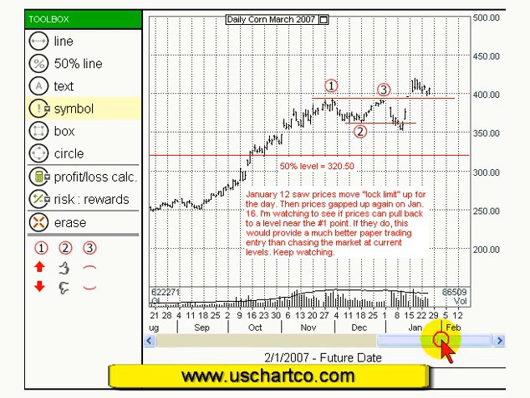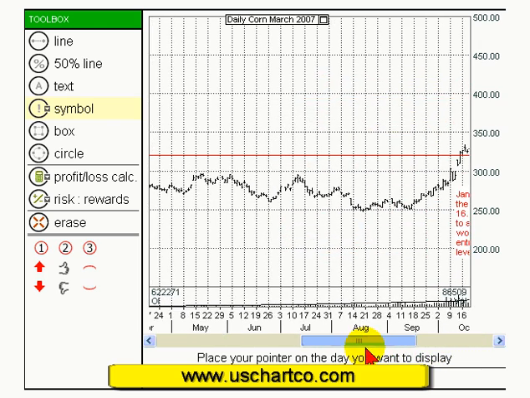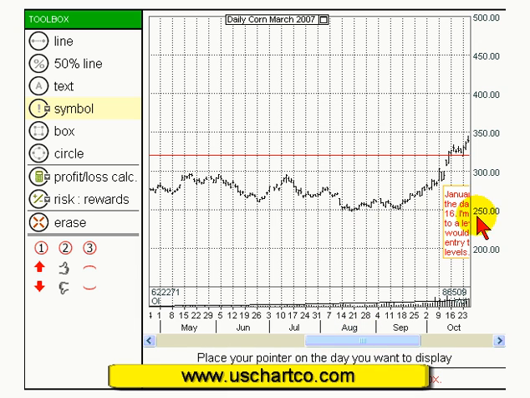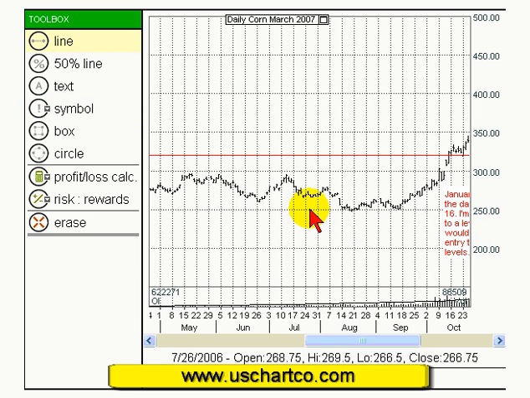And if I scroll back on this chart, I think we can see some other examples. Here we have the 250 level right here. And look at this. Let me draw this line here on our chart.